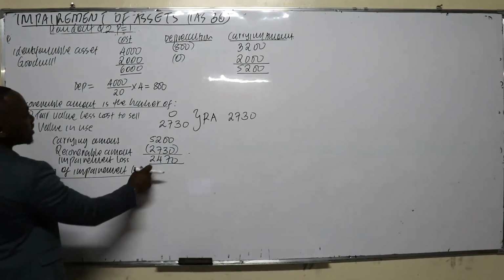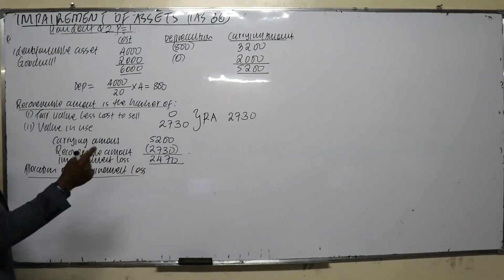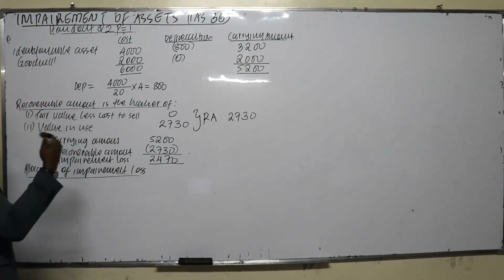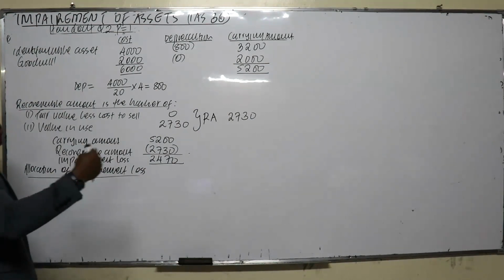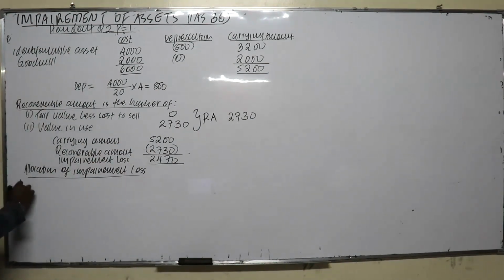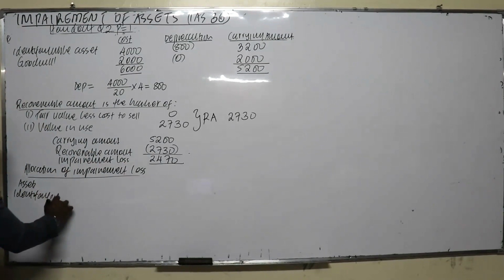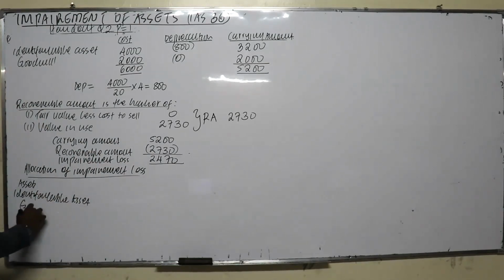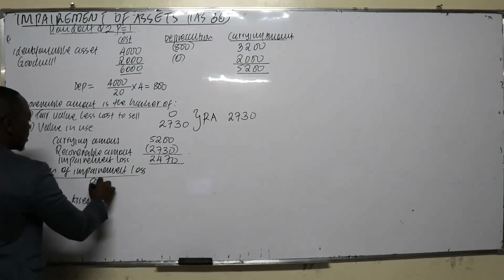Remember, in this case we don't have only one asset. We have several assets. We have identifiable assets, and we have the goodwill. If you have more than one asset, that's what we call a CGU, cash generating unit. So how do you allocate impairment loss? We have the identifiable assets, and then we have the goodwill. Then we have the carrying amount.